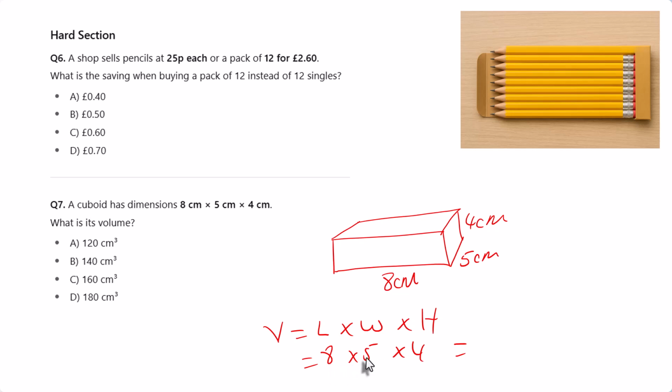Now when you do 8 times 5, you get 40. And 40 times 4 is 160. And we normally write the unit for volume with a 3 at the top. The 3 means it's got 3 dimensions. It's got length and width and height. It's like you're multiplying 3 numbers. That's why there's this 3 there. So the answer is going to be 160 centimeters cubed as the volume.